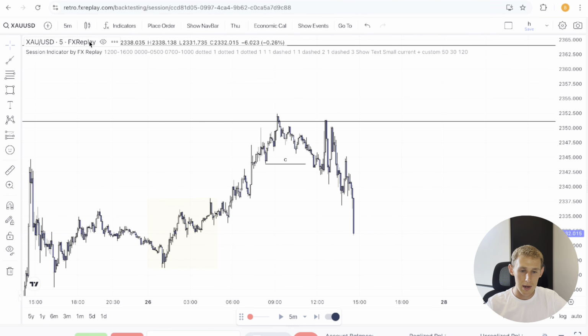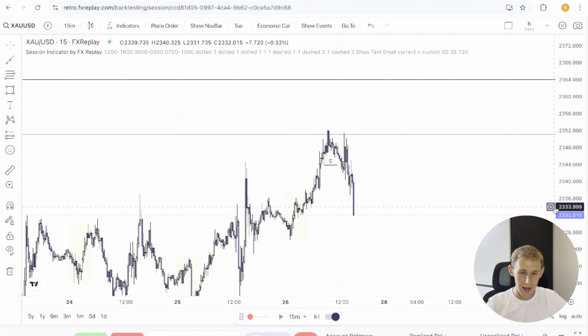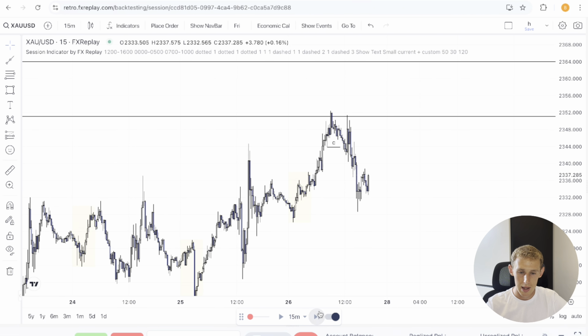So what we could maybe look at here, obviously this was the entry we took last time, selling from this area of supply. But what we could maybe look for now is perhaps a re-entry if price does start to retrace. The only thing here though, I'm not really seeing any clear levels or areas of supply to sell from. So I'm just going to play this out a little bit.